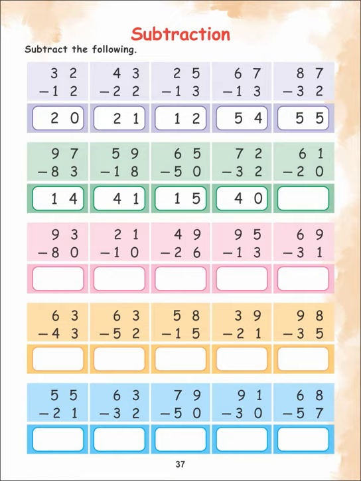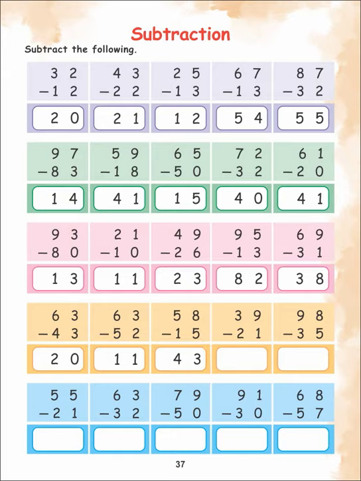61 subtract 20, 41. 93 subtract 80, 13. 21 subtract 10, 11. 49 subtract 26, 23. 95 subtract 13, 82. 69 subtract 31, 38. 63 subtract 43, 20. 63 subtract 52, 11. 58 subtract 15, 43.